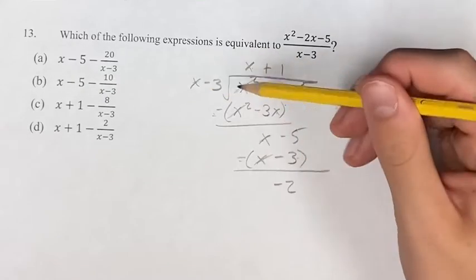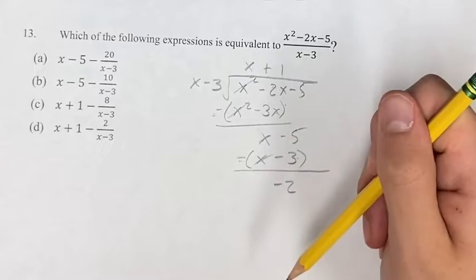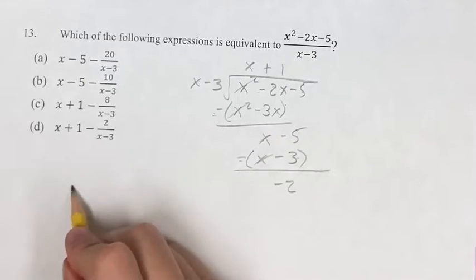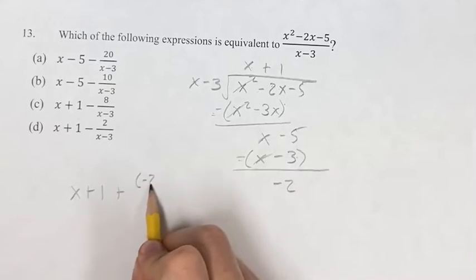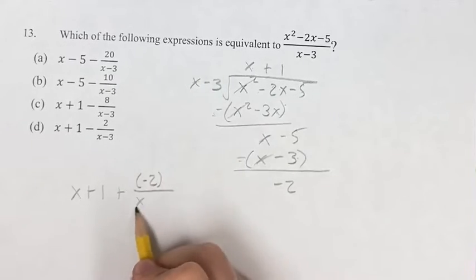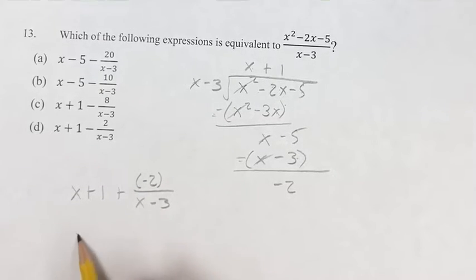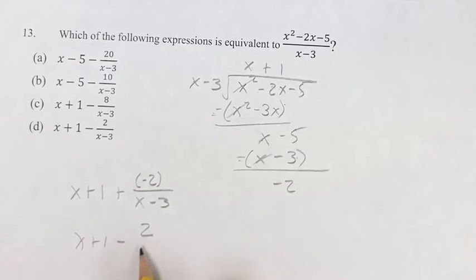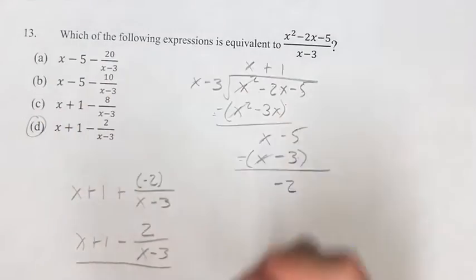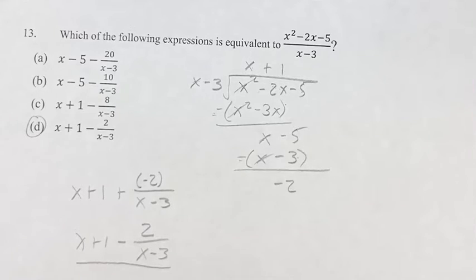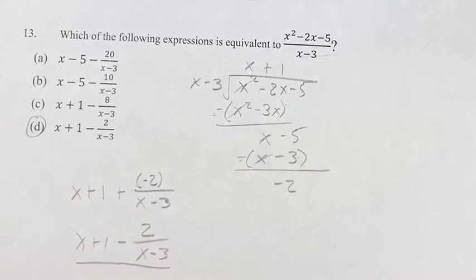So, x minus 3 goes into x squared minus 2x minus 5, x plus 1 times with a remainder of negative 2. So our solution is going to be x plus 1 plus, and then our remainder of negative 2 over the divisor. And then if we want to bring the negative out, we have x plus 1 minus positive 2 over x minus 3. I did that extra step just so it looks a little bit more like D, which is going to be your final answer. This expression is equivalent to this expression found using polynomial long division.